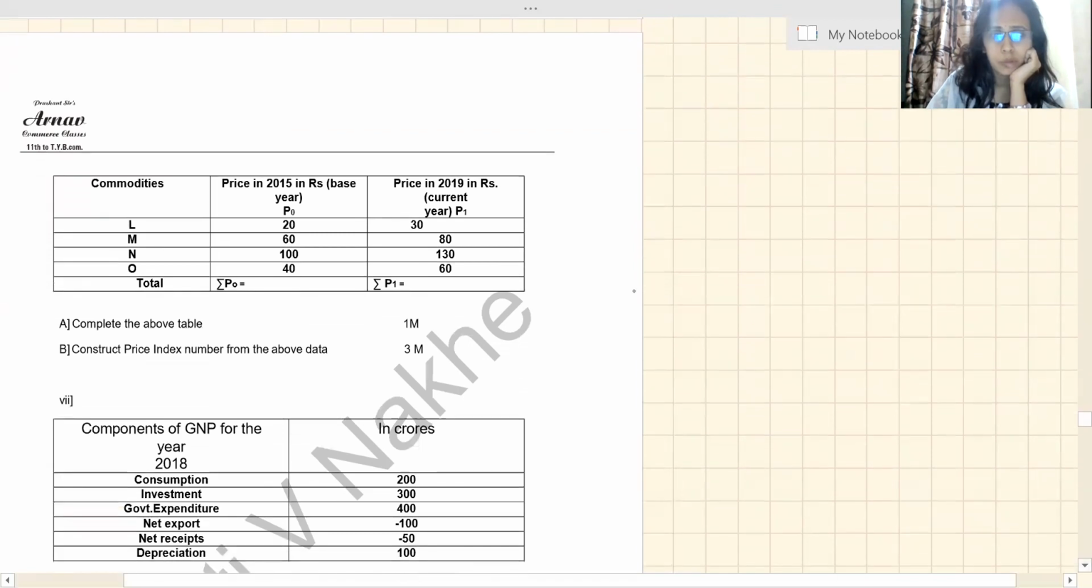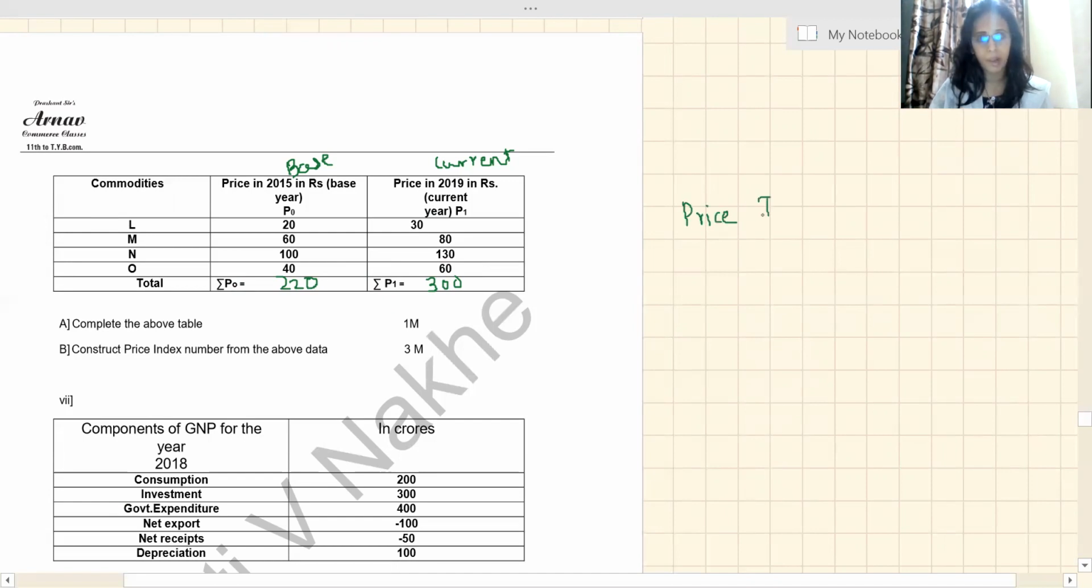This is simple. This is based on index number. So first we will finish this. See, price 2015-19. This is the base they have already given you in the bracket, and this is the current year. So complete the above. So summation P0. See, if you take the total of it, it will come as 220, and here you will get P1. All you have to do is simply take the total. Summation means total.